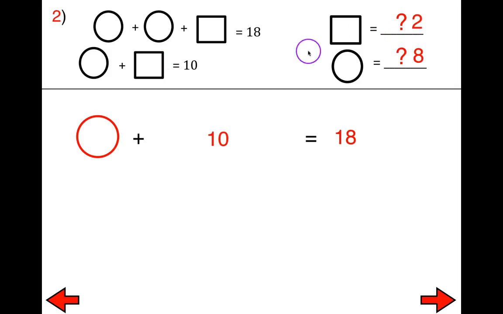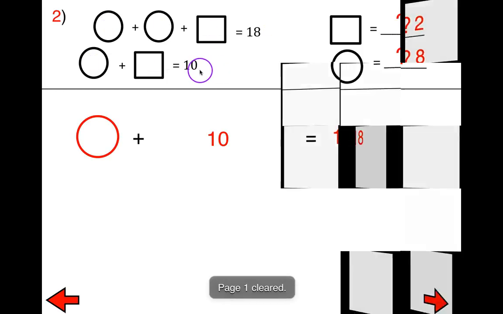But let's go ahead and double check to see if that works. Let's see, a circle is 8. Does 8 plus 8 plus 1 square, which is 2, equal 18? Yep. Here, does 1 circle, which is 8, and a square, which is 2, equal 10? Correct. So it does work for both. So moving on to the next one.